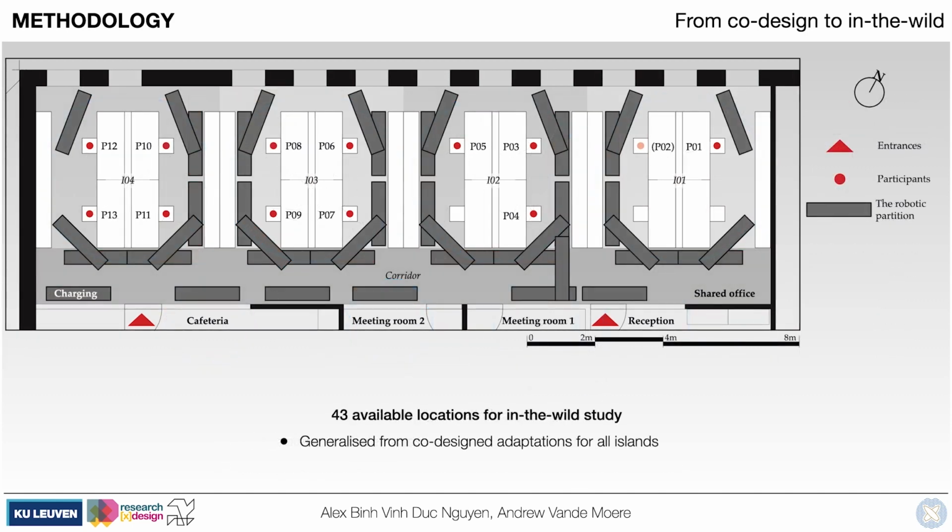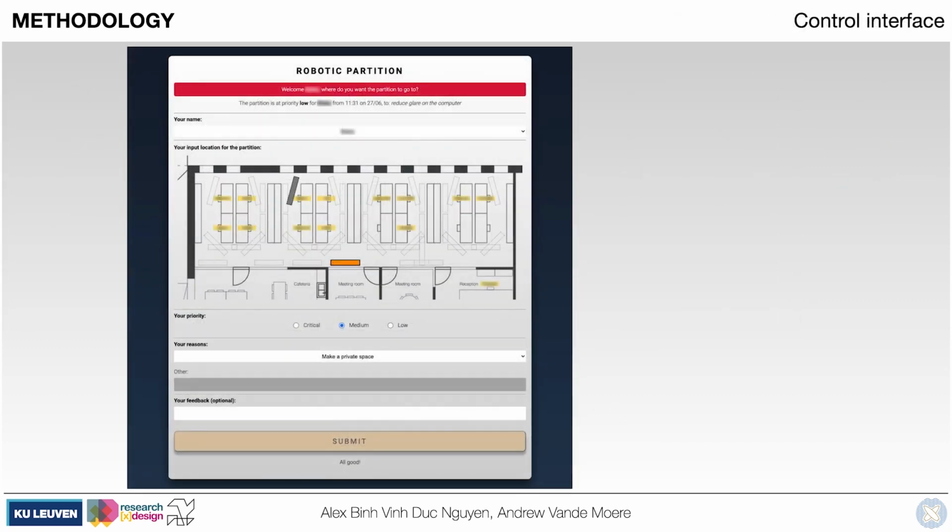From these 34 co-designed adaptations, we generalized into 43 locations of the partition, from which the participants could choose during the in-the-wild study. To facilitate transparency and encourage negotiations between the participants, we designed an online control interface for the robotic partition. The interface firstly includes the status of the partition, who is using it, from when, and their reasonings. It then queries the participant to either input their name or choose to act anonymously.